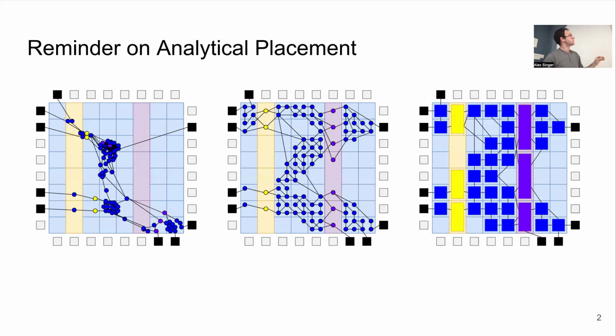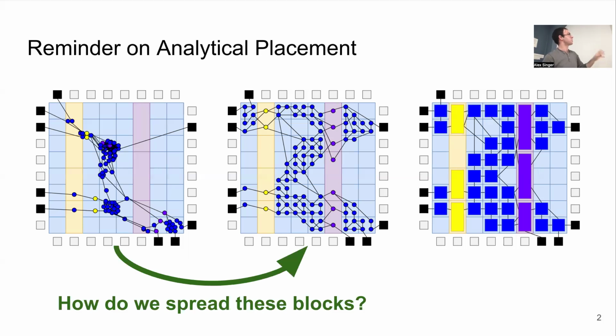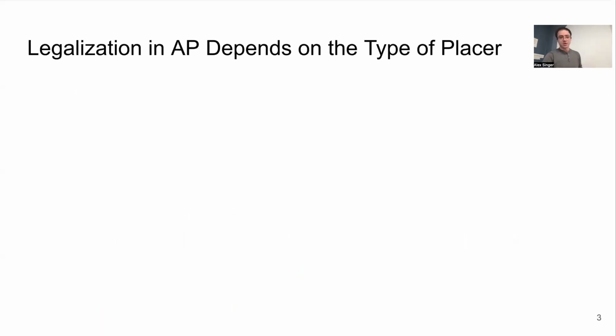The intention for today's presentation is how do we spread these blocks? We want to remove these overlaps. We want to make sure blocks are existing in tiles that they can exist in. How are we going to do that? The legalization in analytical placement depends on the type of placer.